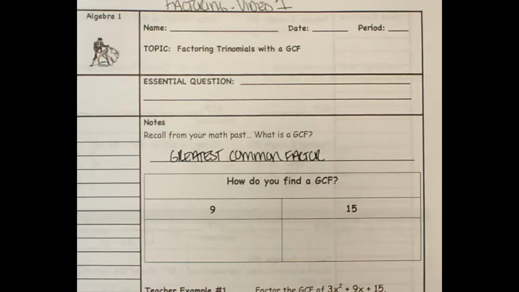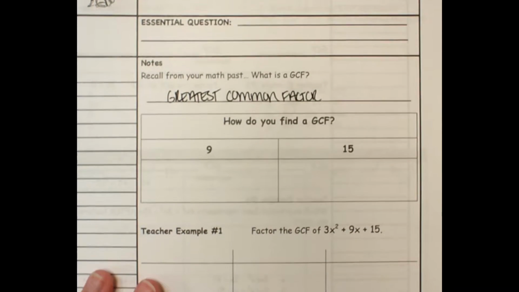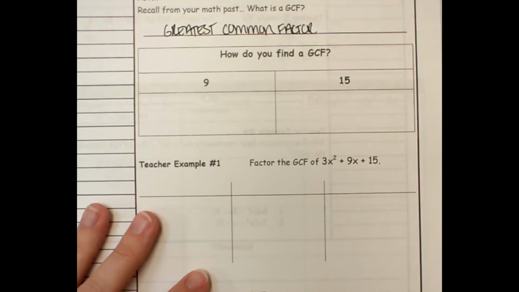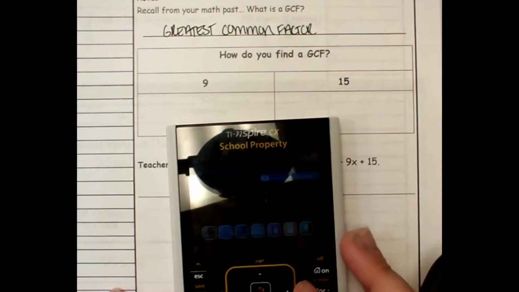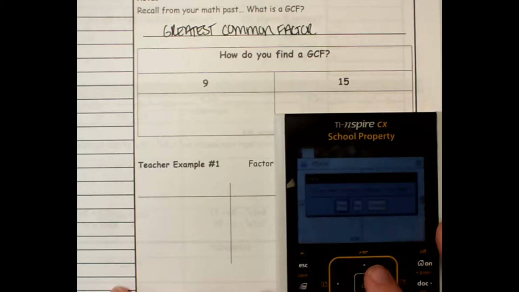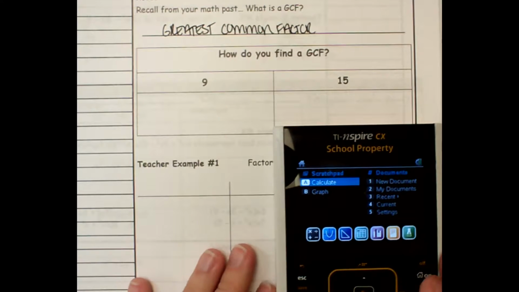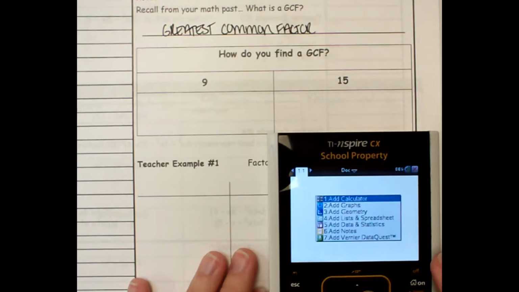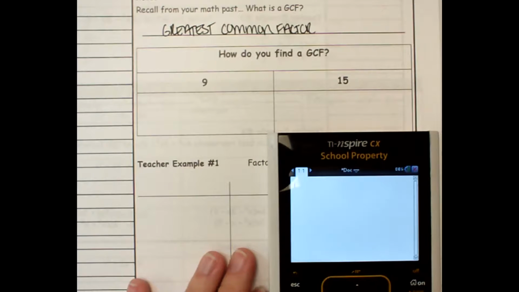Well, let's look at 9 and 15. Let's take a look. Our calculator can help us identify factors of a number, and then we can use those factors to identify our greatest common factor. So if we turn our calculator on and you go to New Document, do you want to save? Say no. Go to Add Calculator.